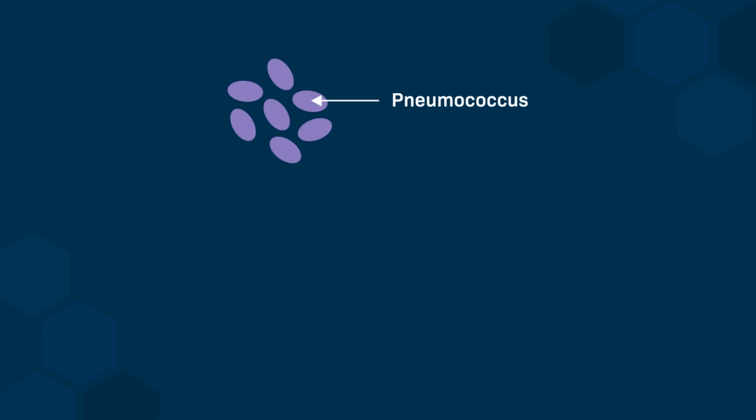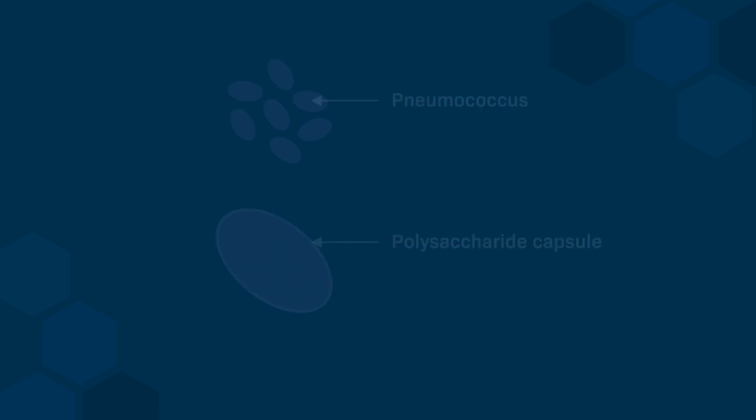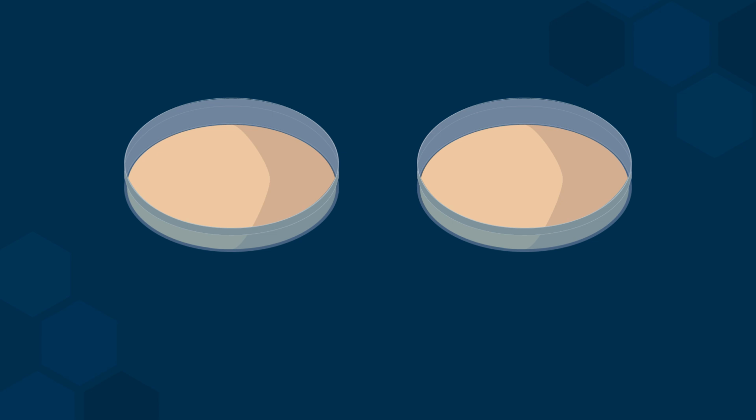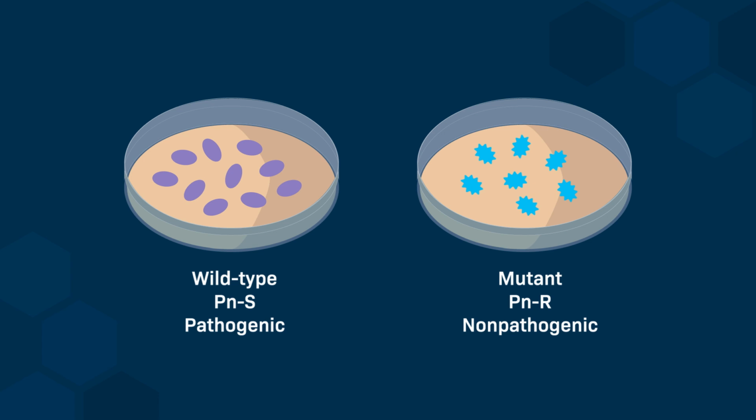There are different pathogenic strains of pneumococcus, namely types 1, 2, and 3, which are distinguished by the composition of their polysaccharide capsule. This capsule is crucial for pneumococcus's pathogenicity. When grown on solid medium in a petri dish, pathogenic wild-type strains form smooth colonies, denoted as PNS, while non-pathogenic mutant strains have a deficiency in their capsule structure and form rough colonies, denoted as PNR.